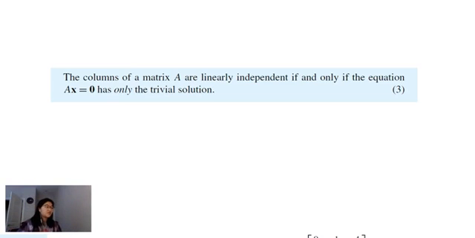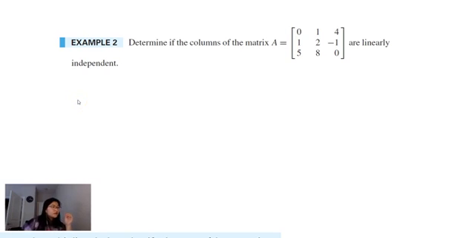And here's another thing that we should probably address, that the columns of a matrix A are linearly independent if and only if the equation Ax equals 0 has only the trivial solution, meaning that only x, the vector x equals the vector 0 is the only solution for Ax equals 0, that equation. So for this example, how are we going to determine if the columns of the matrix A are linearly independent? Well, let's think about Ax equals 0. If that only has the trivial solution, then our columns of A are linearly independent.